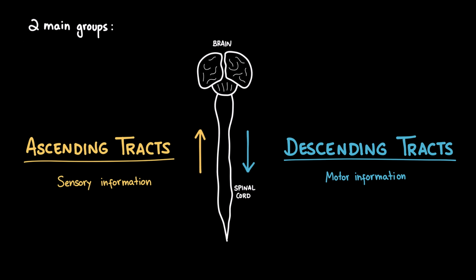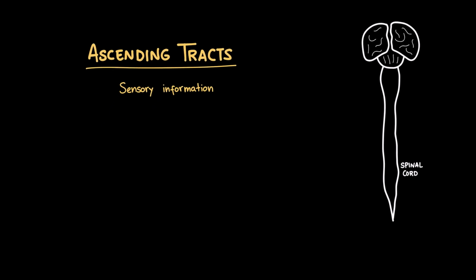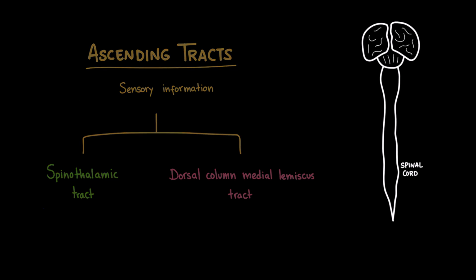Together, these ascending and descending pathways make sure that the brain always knows what's happening in the body and is able to respond quickly to any change in the environment. When it comes to the ascending tracts, we have two major sensory pathways: the spinothalamic tract, also called the anterolateral system, and the dorsal column medial lemniscus tract. Together, these two systems carry all the sensory information that the brain needs to interpret what's happening in the body.